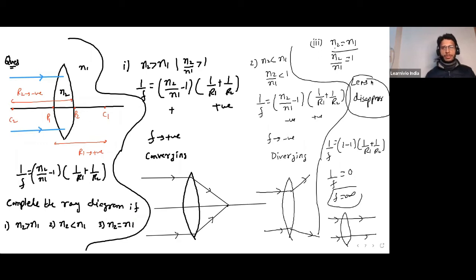So sometimes in conceptual questions, they ask you to make a lens disappear. That means if you want to disappear a lens, take that lens and place it into a medium having a refractive index same as that of the lens. Your lens will not be visible in that medium.